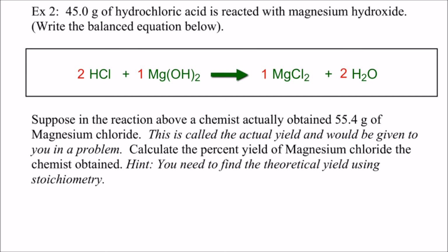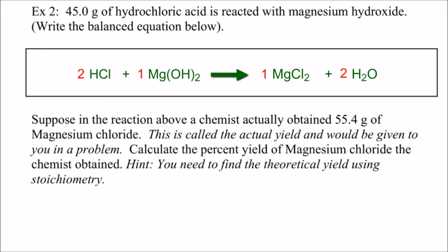Here's the question. Suppose in the reaction above, a chemist actually obtained 55.4 grams of magnesium chloride. Now they're telling you right here that this is the actual yield that you would be given in a problem. I won't always do that. You're going to have to recognize that when it tells you they obtained an amount, they're telling you the actual yield. Calculate the percent yield of magnesium chloride that the chemist obtained.